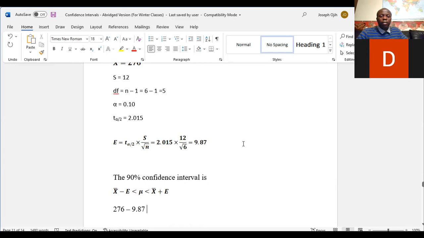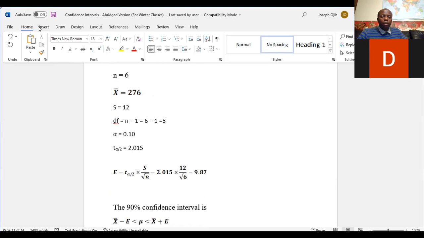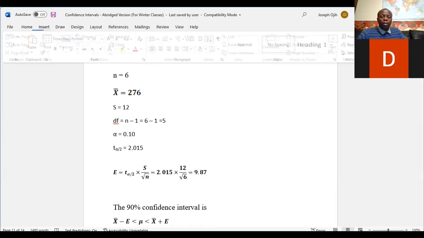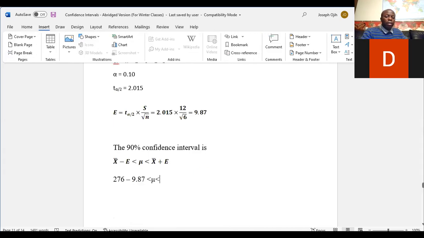It's less than the mean. So I put this symbol here, less than the mean. Okay, then less than, we have it here, 276 plus error of 9.87.